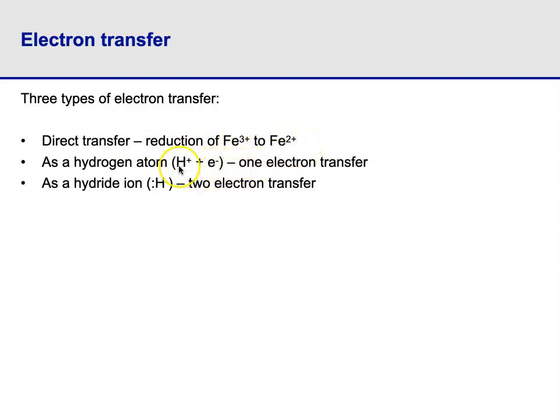Another way to transfer electrons is by transferring a hydrogen atom. We have a proton that contains an electron, that's basically a hydrogen atom. The hydrogen atom transfers one electron. And the third way to transfer electrons is by transferring a hydride ion, where the hydrogen atom carries two electrons and they are passed to whatever is their next destination or the next acceptor.